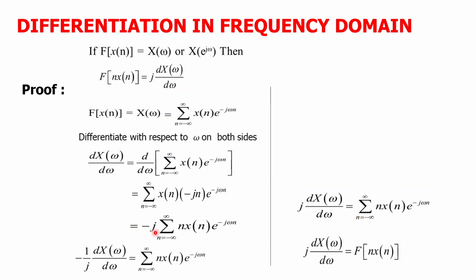That is equal to, we can write minus j outside of the summation. So we can write n into x of n e power minus j omega n. So we can take j to this side. So it is in the form of the DTFT of this signal, which is here n into x of n. So differentiation in frequency domain will lead to multiplication in time domain.